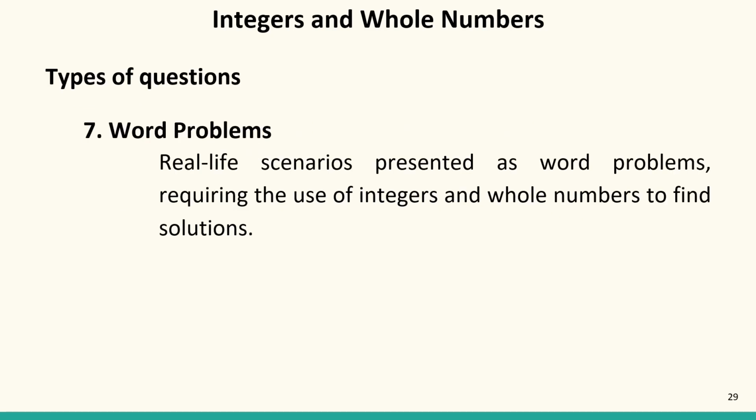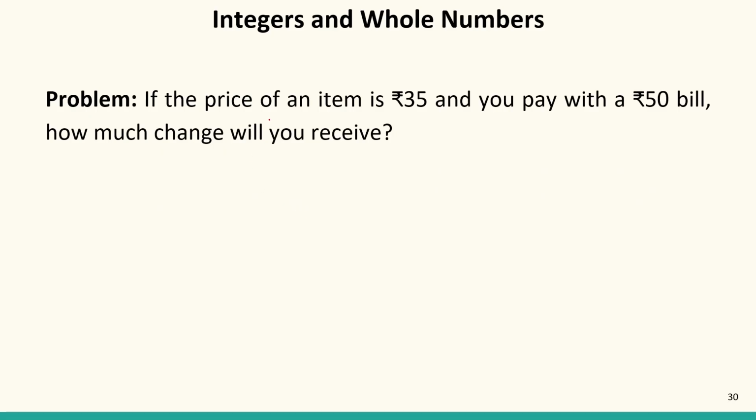So the seventh type of problem is the word problem. Let's see an example on it to get a hold on it. If the price of an item is 35 rupees and you pay with a 50 rupee bill, the price is 35, and what you did was you gave him a 50 rupee bill or note. Now how much change will you receive? Suppose you went to a shop and you bought a biscuit, and the price of the biscuit was 35.